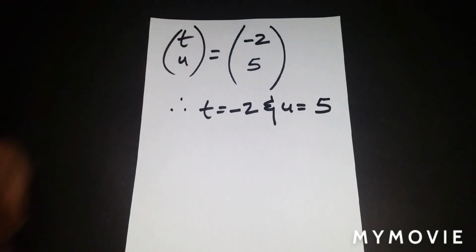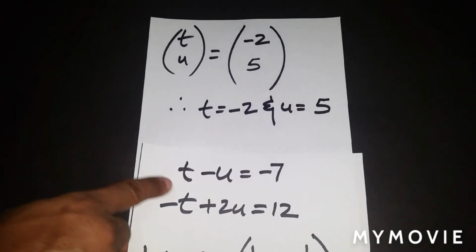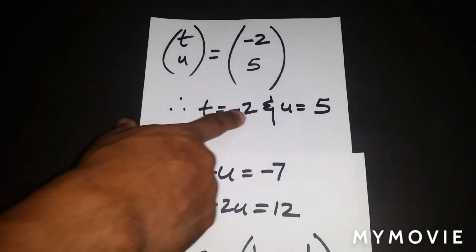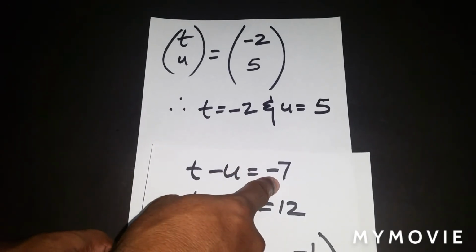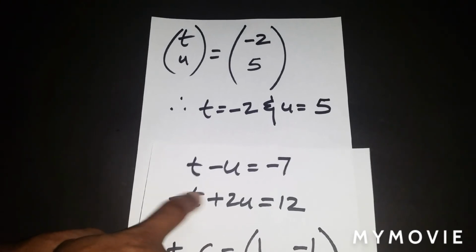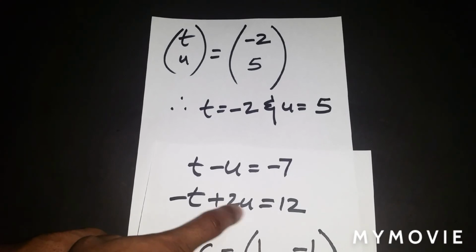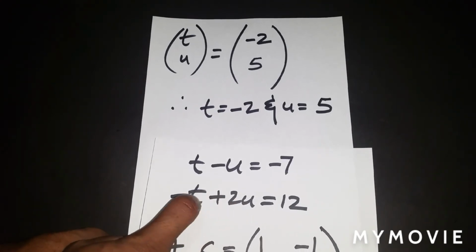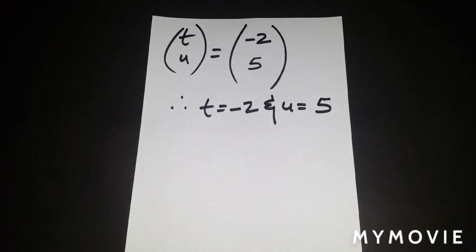And if you actually test it in the original equations, you would see it makes sense, because negative 2, which is the value of t, minus 5, negative 2 minus 5 would give you negative 7. The negative of negative 2 would be positive 2, and positive 2 plus 2 times 5, 2 times 5 is 10, and 10 plus positive 2 would give you positive 12. So it works out, right?